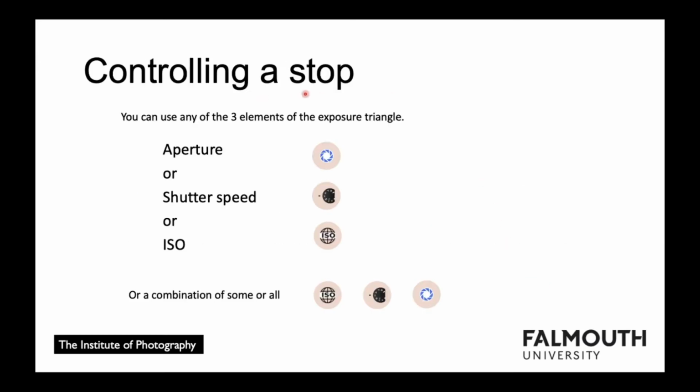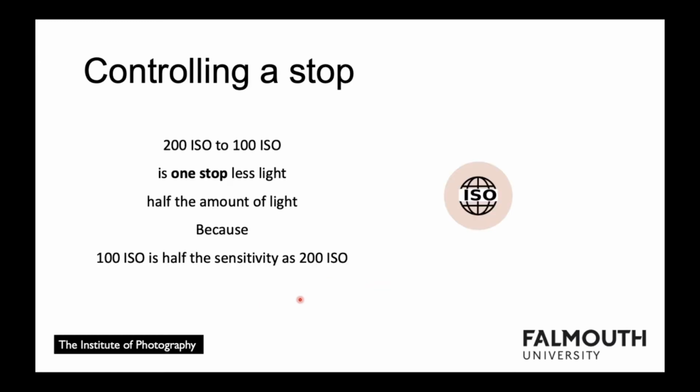And we can control that stop using any of the 3 elements of the exposure triangle that we learnt about in the first video. Aperture, the hole, the shutter speed, the time, and the ISO, the sensitivity. Or we could use a combination of some or all of these 3 elements. So let's look at them.